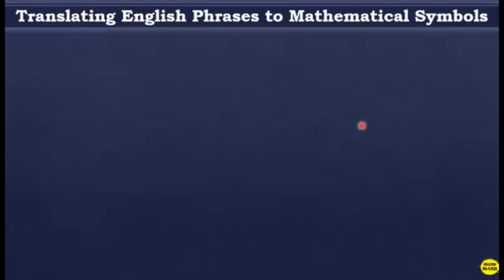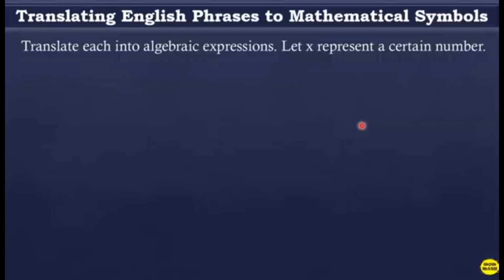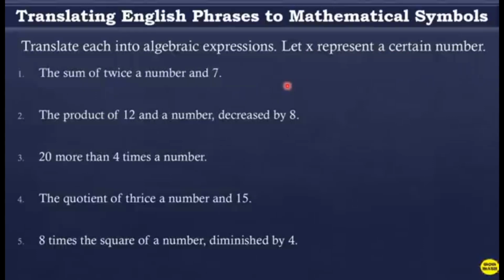And now let us try to have another set of examples. Again, we're going to translate each into an algebraic expression, and again, we're going to represent x with a certain number. Now, the sum of twice a number and 7. This time it includes already two operations. So, we're going to get the sum. The sum of who? When we say sum, what operation are we going to use? We're going to use the plus. So, the sum of who? Who are we going to get the sum of? The twice of a number and 7.